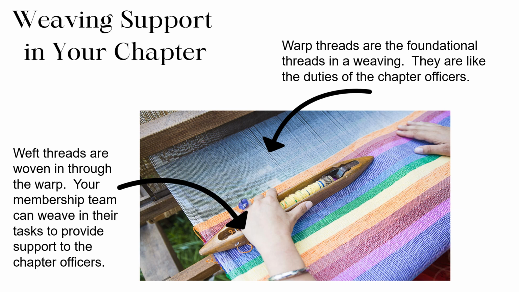If we compare this to our chapter, the chapter officer responsibilities and tasks are like the warp thread, and the membership committee would be similar to weft threads. They can weave their task in and provide support. Just as there are many patterns that can be woven, there are many ways that a chapter can utilize the assistance of a membership committee, and that is what we are going to explore in this webinar.